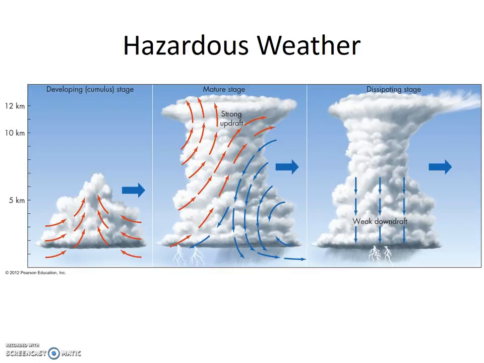In the middle, we have the next stage, the mature stage. We have strong updrafts of the warm, moist air depicted in red arrows, and strong downdrafts of cooler air depicted in the blue arrows. The top of the cloud approaches or reaches the top of the troposphere, the tropopause, with an altitude of more than 12 kilometers.